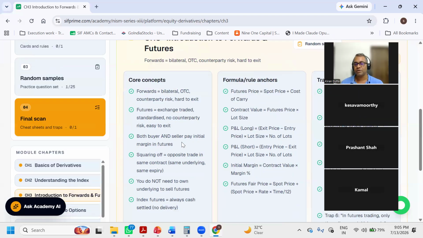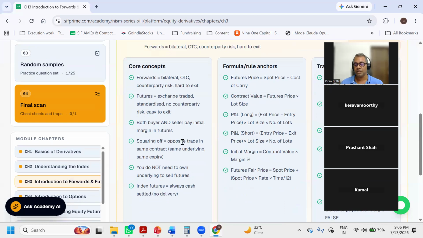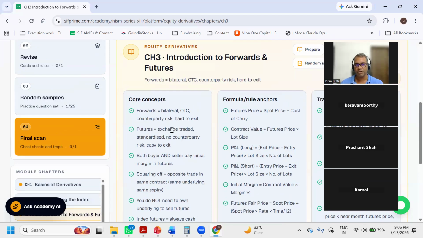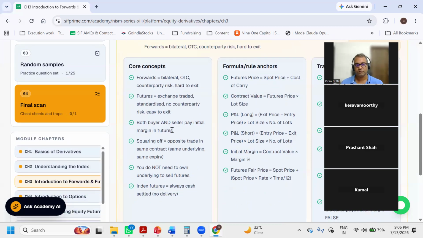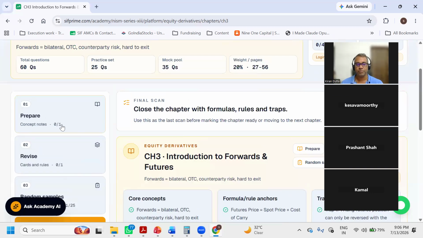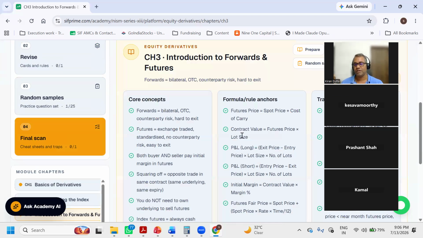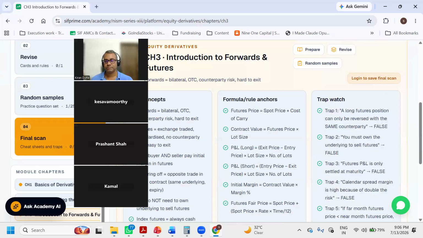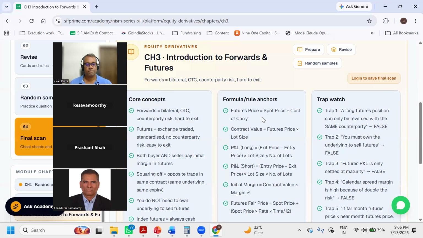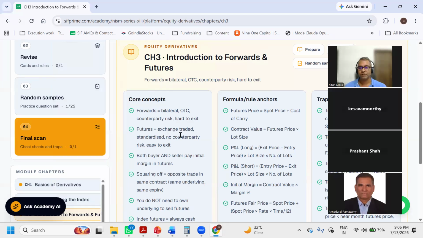Whatever we are studying, that's the same thing here. You can revise this. How do you use it? Prepare, revise. You have random samples here, and then there is a final scan. Got it? Okay, sir. Sir, do we have to pay for this? It's all free, sir. Just create an account. That's it.